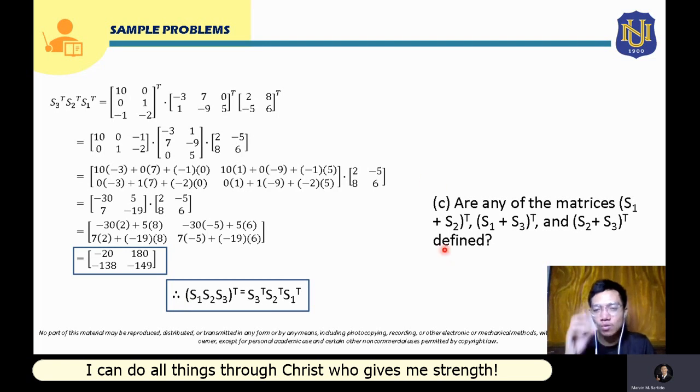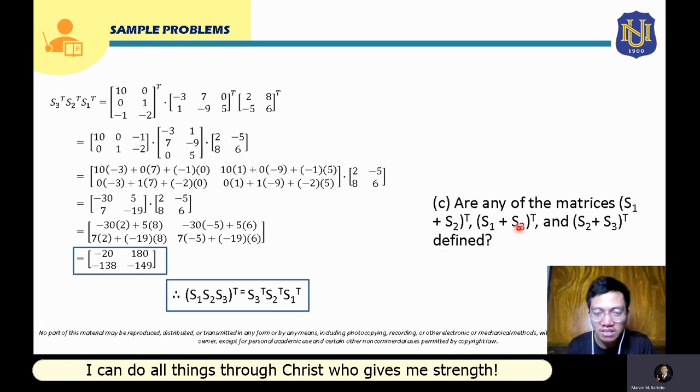So for letter C, this is the question for letter C. Are any of the matrices (S1 plus S2) transpose, (S1 plus S3) transpose, and (S2 plus S3) transpose defined? Defined meaning the operation can be done. So for S1 plus S2, our S1 is actually this, so this is 2 by 2, and your S2 is this, so this is 2 by 3. So they cannot be added since they don't have the same size. So your (S1 plus S2) transpose is not defined.